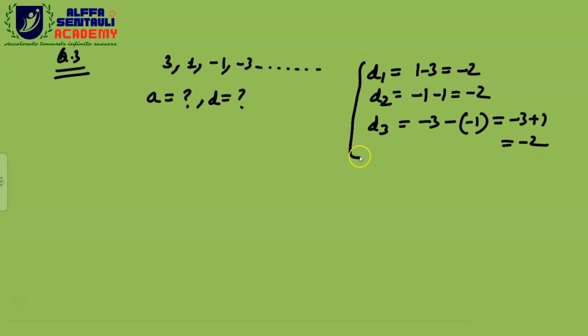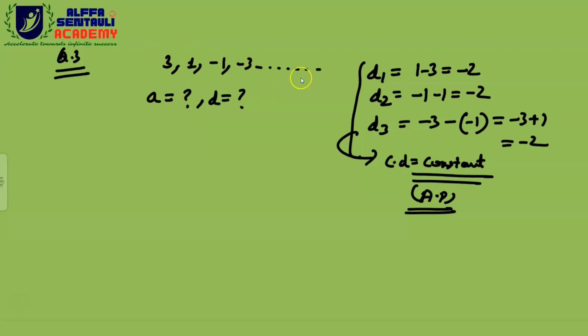Since the common difference is constant, beta, you have to remember this concept. The main concept is common difference. If the common difference is constant, your series is in AP. Constant. So this is AP. Correct?